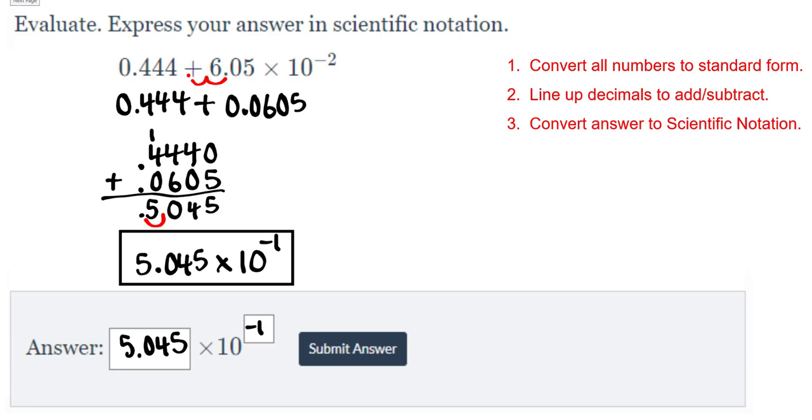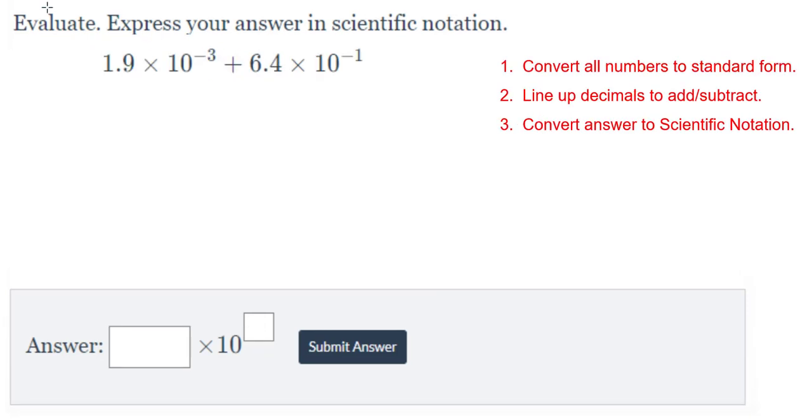And let's go on to another example where we're still going to be adding, but instead of having one in standard and one in scientific, they're actually going to be both in scientific. So the first thing I'm going to do is I've got a -3 exponent. That's going to move my decimal 3 places to the left, like that. This one, I'm only going to move it 1 place to the left. And now I'll rewrite them.